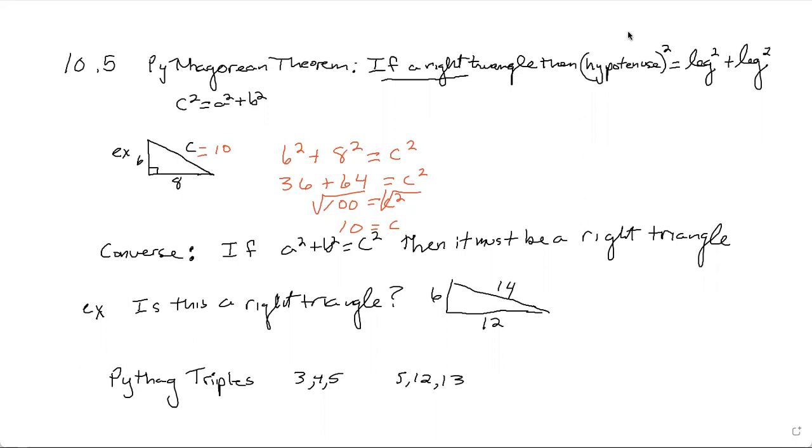There's also something I want to cover called the converse of the Pythagorean theorem. You might have heard the word reverse, and I'm not talking about Converse sneakers. I'm talking about something that's very much like the reverse of the Pythagorean theorem. The converse says that if I can see that a squared plus b squared equals c squared, then it must be a right triangle.